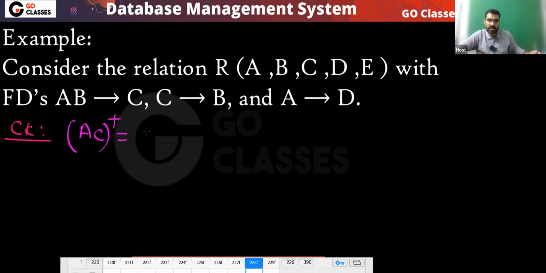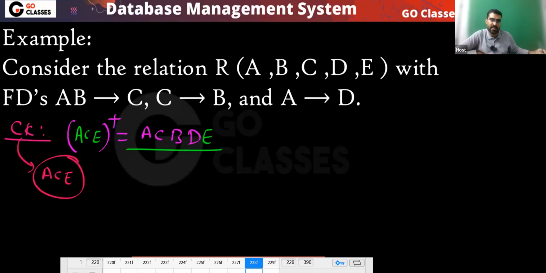If you find the closure of AC, that will give you AC, B, D. Oh, E is also needed. Of course you must have E also, because E is not on the RHS of any FD. So your candidate key is ACE. What are the non-prime attributes? The non-prime attributes are B and D.